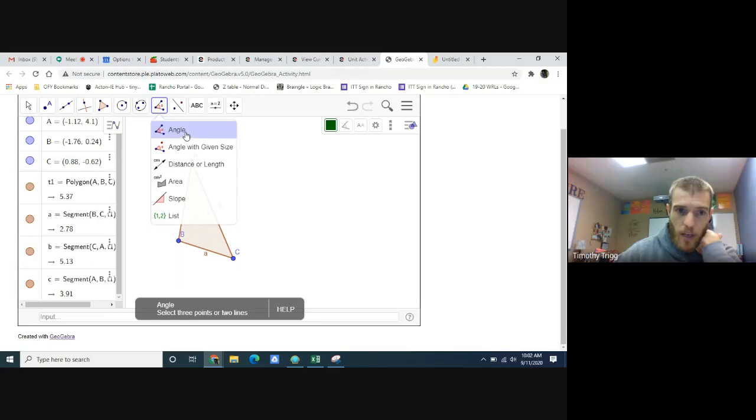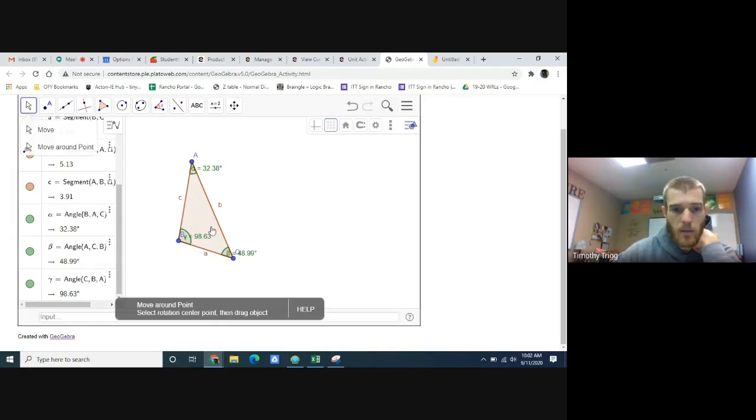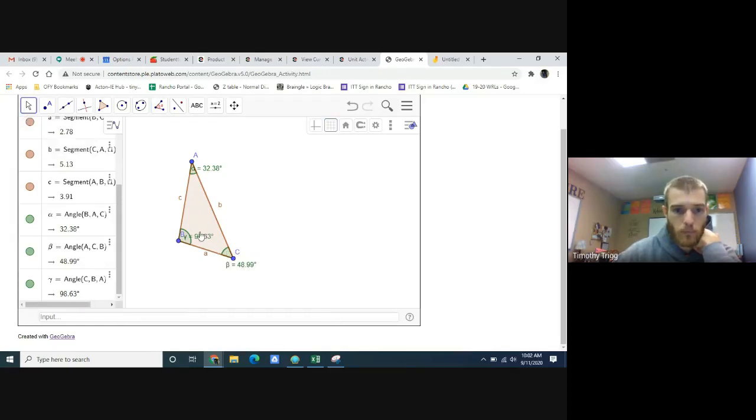Also, since we're dealing with angle, angle, angle in this example, we're going to need the measures of all the angles. So go ahead and go to this angle here. If you click here and here, it'll give you that measure. Here and here will give you this measure. Here and here will give you this measure. So now we have all three angle measures for the three angles for this triangle.